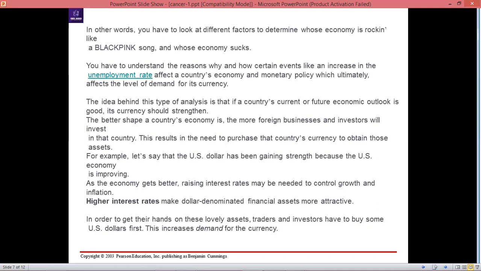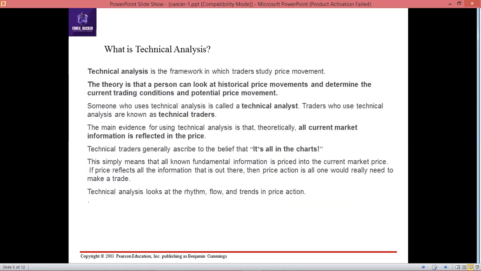Higher interest rates make dollar-denominated financial assets more attractive. In order to get their hands on those lovely assets, traders and investors have to come and buy dollars first, US dollars first. This increases the demand for the currency. Beautiful. If you read this, it is very self-explanatory. So this is where we are going. This is the most interesting part of Forex, which I really need you guys to focus on.